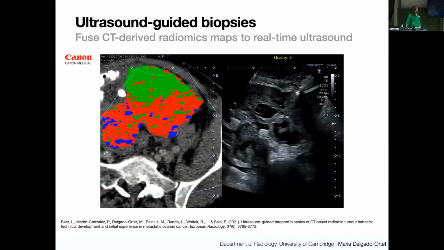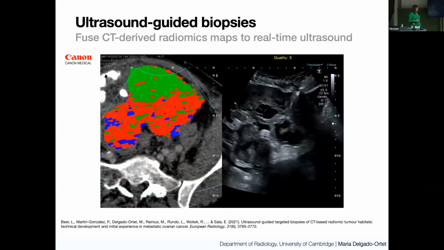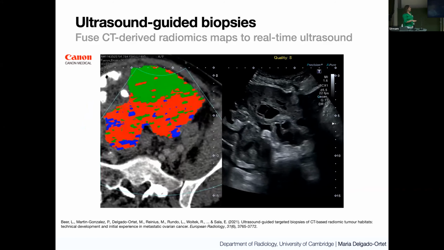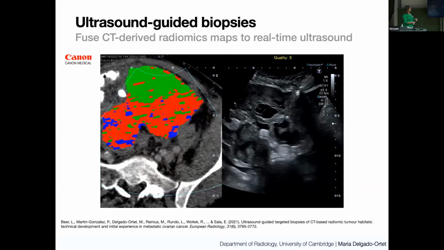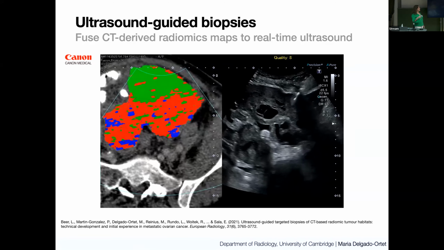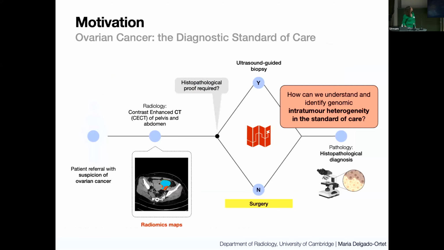What we can see on the screen is actually what the clinician sees while performing the biopsy. They see the real-time ultrasound on the right, and on the left, they can see the CT superimposed with also the habitats. I'm not a clinician myself, but my colleagues tell me that from the right-hand side, you can see a needle going through and sampling what would be the red habitat in the image.